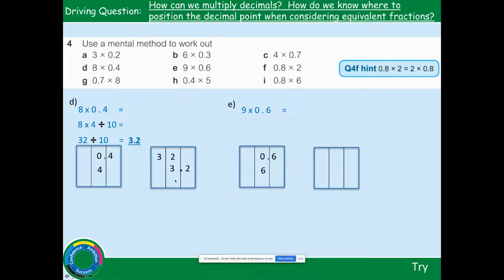E, 9 times 0.6. Multiply my 0.6 by 10 to give me 6, but then I need to remember to divide by 10. 9 times 6 is 54. Divide by 10, you're moving one place. My answer would be 5.4.